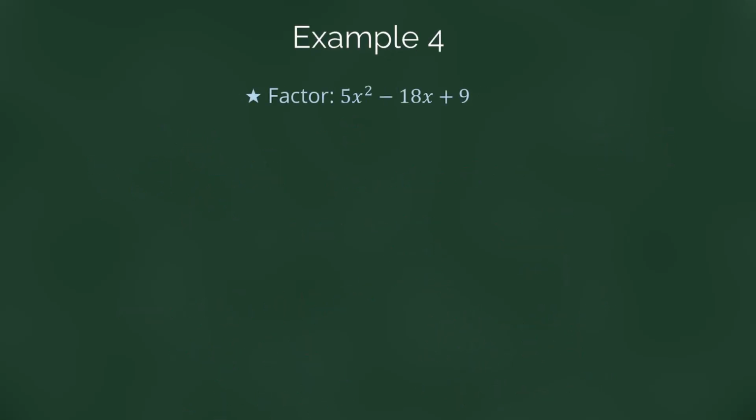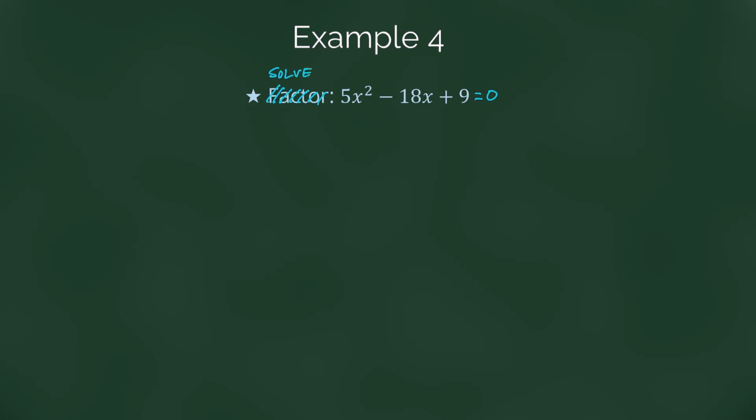Let's do one more to wrap these up. So we have 5x squared minus 18x plus 9. This is actually not written as an equation. So let's make it a quadratic equation by setting equal to 0, and we're not going to factor that. We're going to solve that.